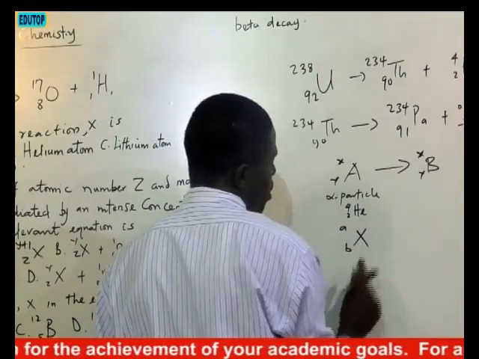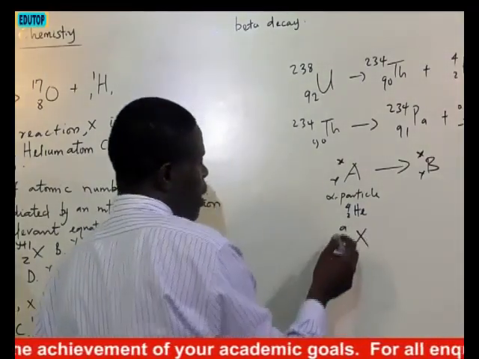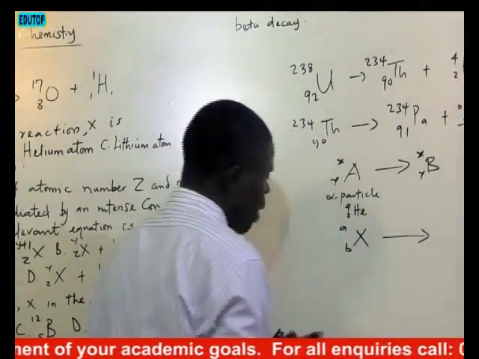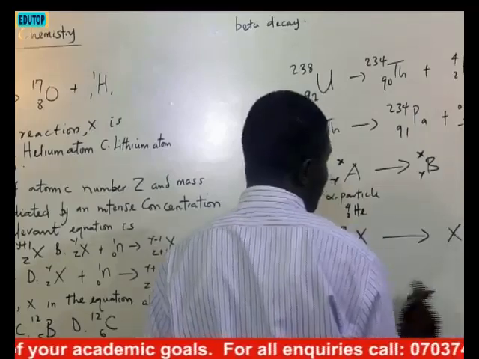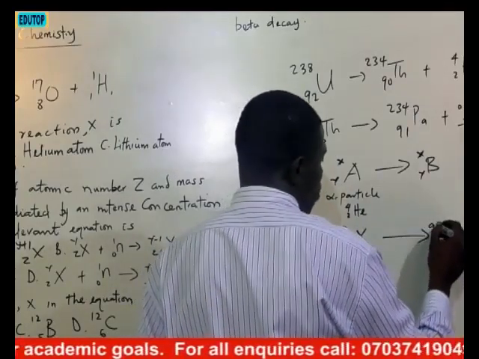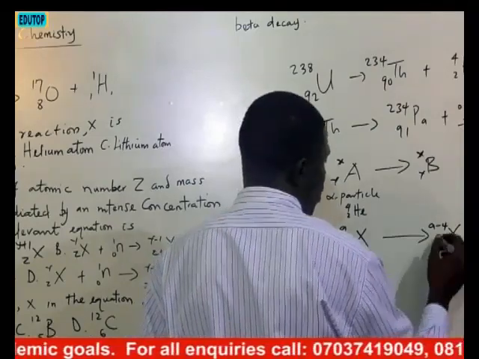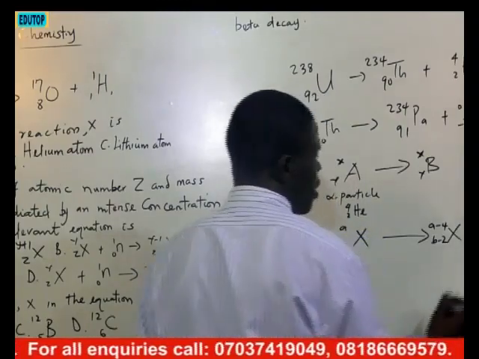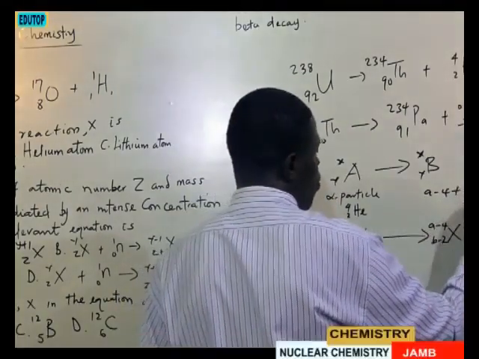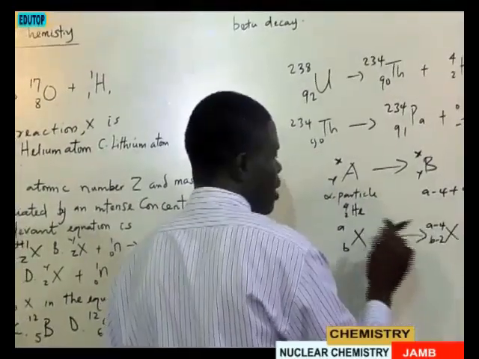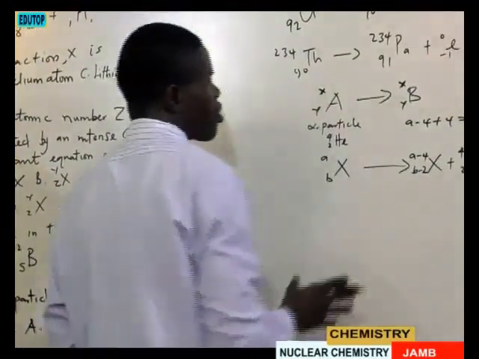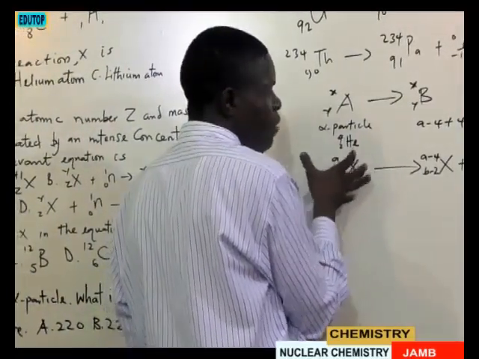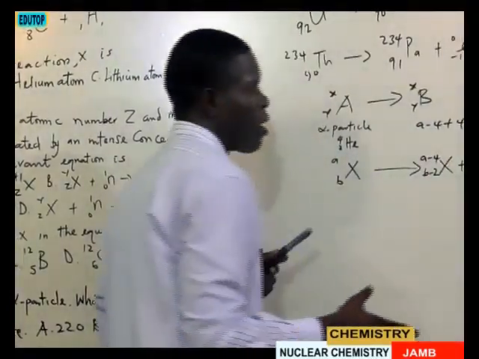So if you are going to have alpha decay, say a species X with mass number A and atomic number B, if it is going to exhibit alpha decay, automatically what it simply means is that your A will be decreased by 4, and your B will be decreased by 2. Because A minus 4 plus 4 will definitely be equal to A. And that was why I said that as far as nuclear reactions are concerned, the mass number on the left hand side must be equal to the mass number on the right hand side.